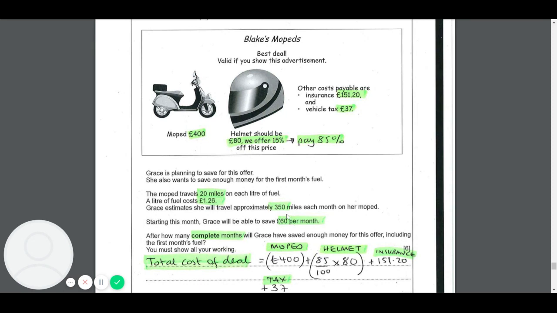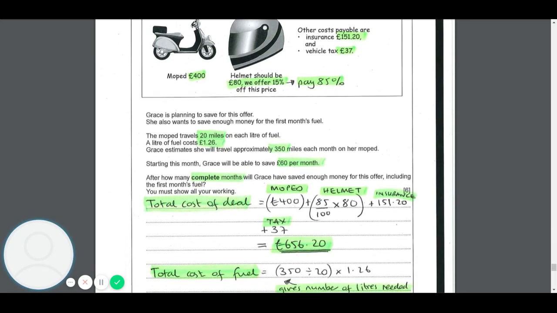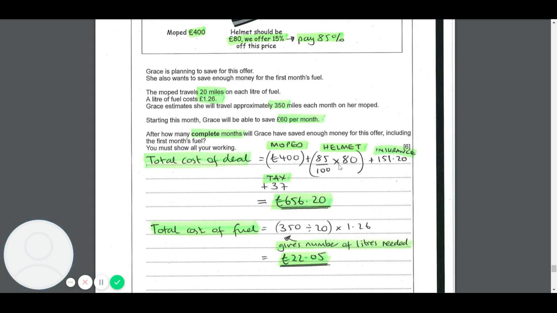So if we look at the deal, we have got £400. Okay, so 15% off a helmet, and we've got to get insurance and vehicle tax. So if we take 15% off £80, that means we're looking for 85% of it. Remember, we did these percentages. So 85%. So again, they're doing the fraction. You could do 85% times or 0.85 times. It works out the same. Moped, helmet, insurance, tax, and then fuel.